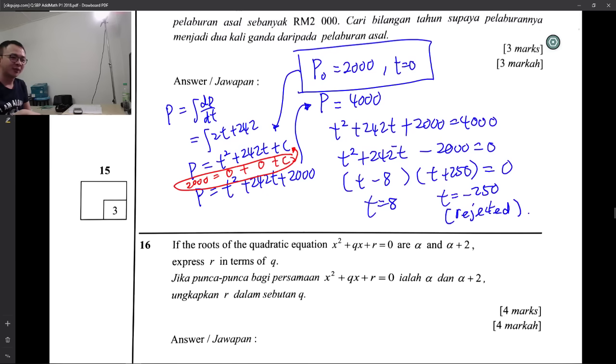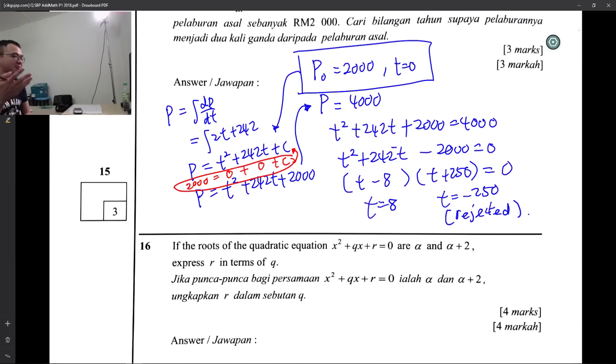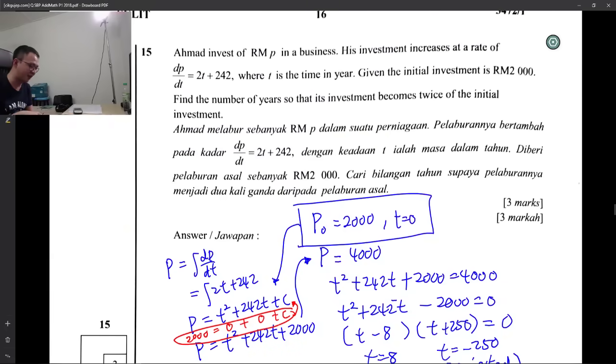Alright. How to get 4,000? Because the question says it must be twice of its investment. It's over here: twice of its initial investment. Initial investment is 2,000, twice of it is 4,000. Yep.